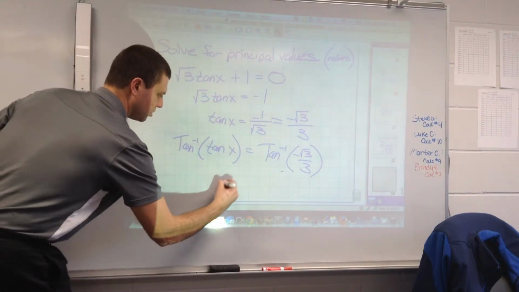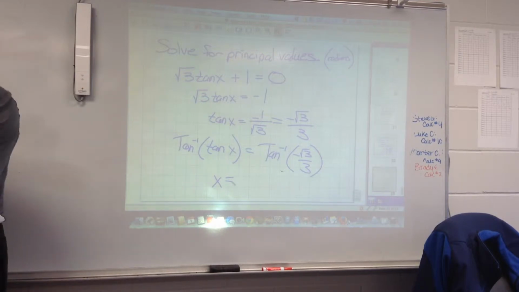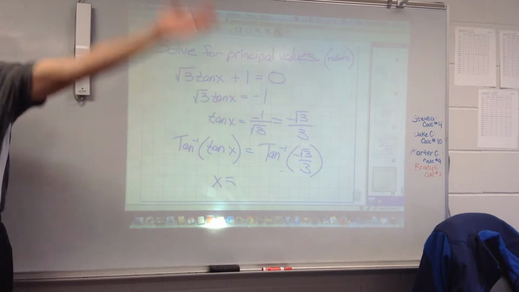So the inverse tangent of the tangent x equals the inverse tangent of negative root 3 over 3. That cancels and you just get x. What is the inverse tangent of negative root 3 over 3 only using principal values? Only using those restricted domains we've asked for the answers in. You're correct, but that's not in our domain. Negative pi over 6.